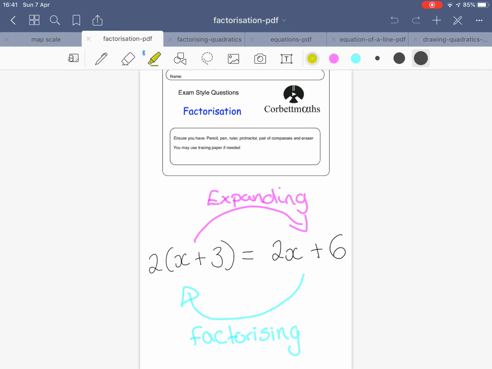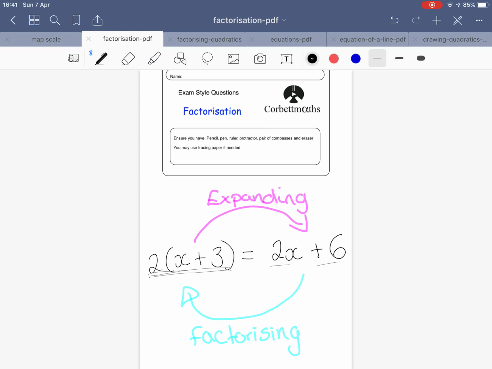This is a revise with me video on factorising. Expanding brackets and factorising go hand in hand. You can see here that I've expanded this bracket, so I've done 2 times the x to get 2x and 2 times the 3 to get the 6.